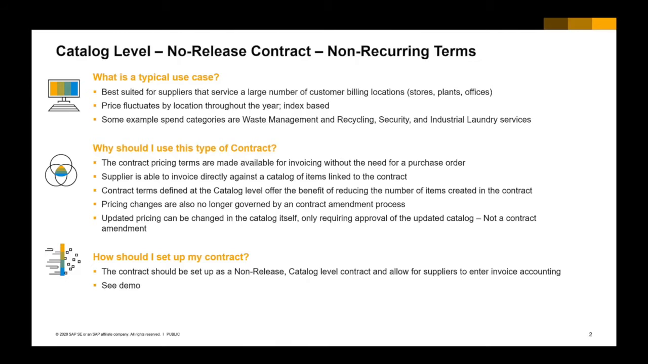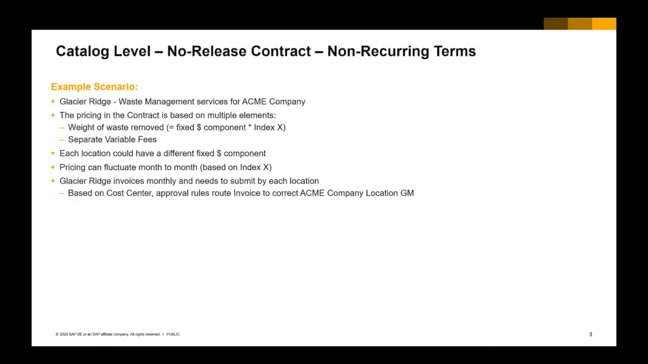And finally, how do I set up this kind of contract? First thing you need to have is a catalog created with the line items, and then you will also need a non-release contract set up that is linked to this catalog. I'm going to walk through quickly some examples that I'm going to use in a demo, and then we'll get into the system and see how it's done.